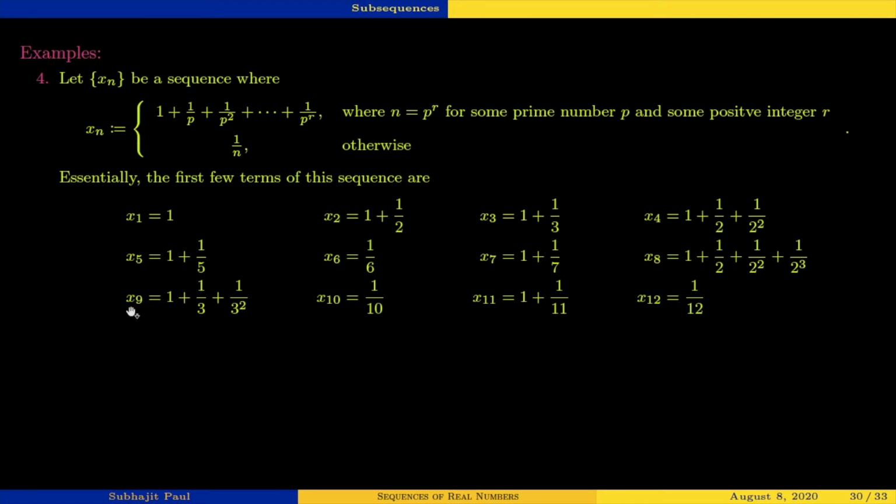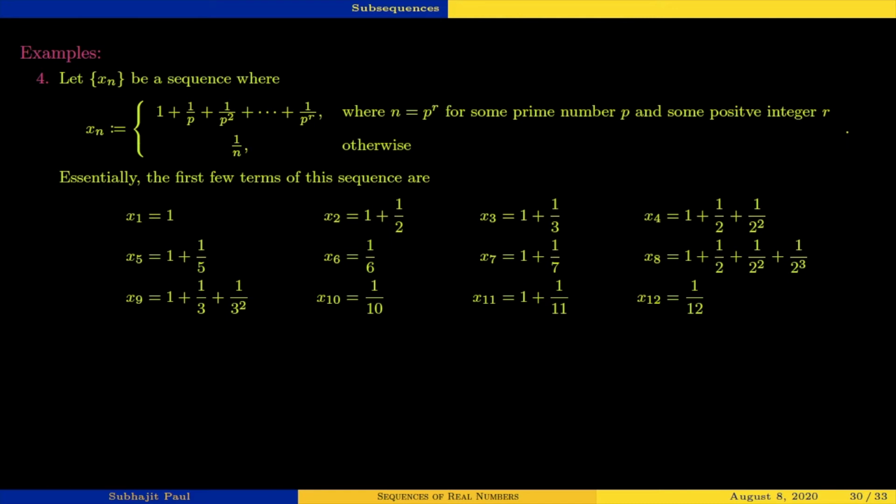x9 is 3 squared, so p to the power r again, so 1 plus 1 third plus 1 by 3 squared. x10 is composite, so 1 by n. x11 is prime again, 1 plus 1 by 11 from here. x12 is composite, so 1 by 12, and so on. So x13 will be 1 plus 1 by 13, x14 will be 1 by 14, x15 will be 1 by 15, x16 will be this way, one more term over here than in x8, so this way.